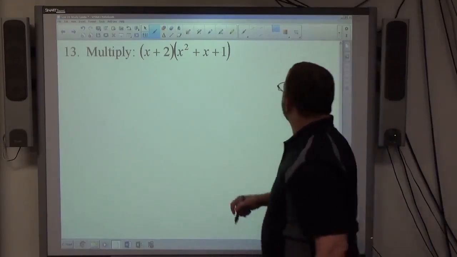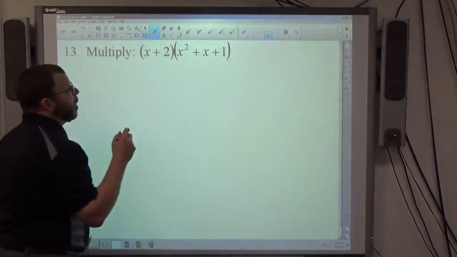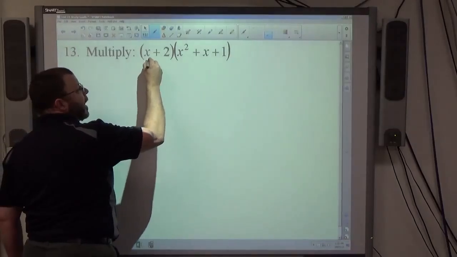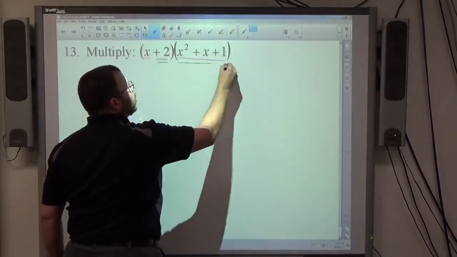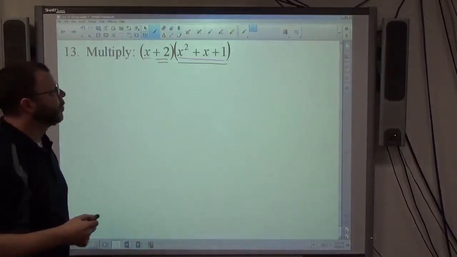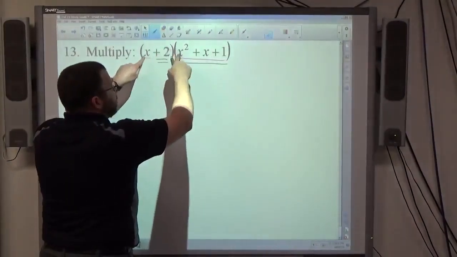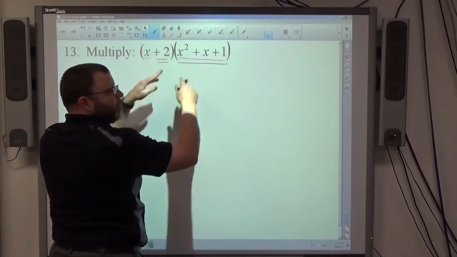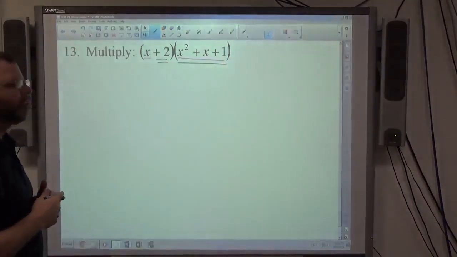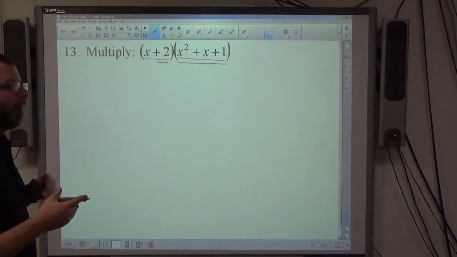Number 13, multiply. Multiplication of polynomials just means I have to multiply x times all this stuff, then I have to multiply 2 times all this stuff, and then combine like terms. So, x times this and this and this is 3 multiplications, 2 times this and this and this is 3 more, that's a total of 6 multiplications. Just make sure they all get multiplied and line up like terms as you do it.